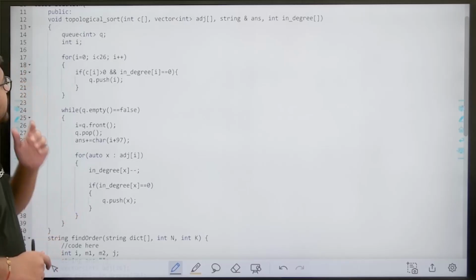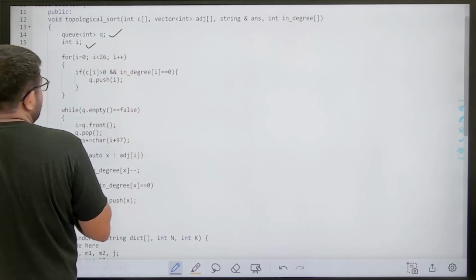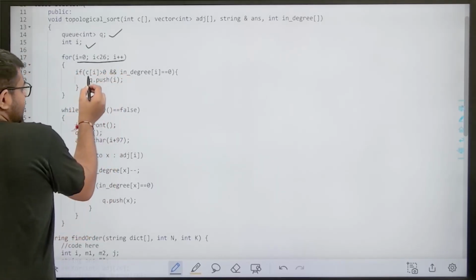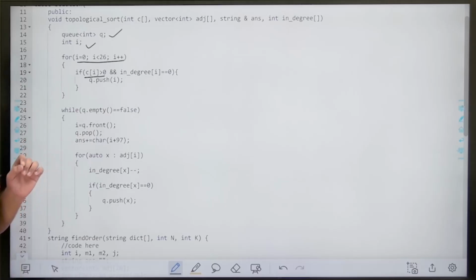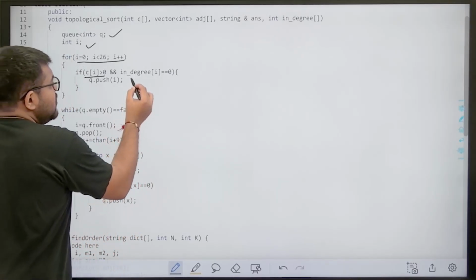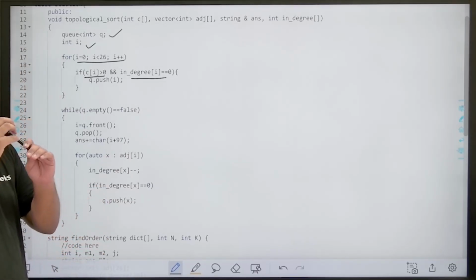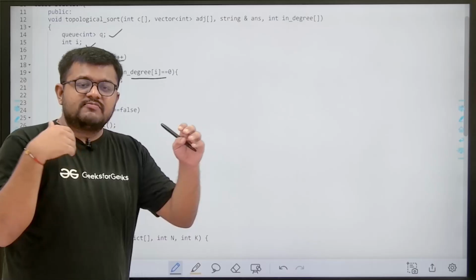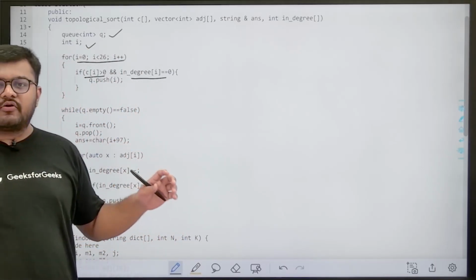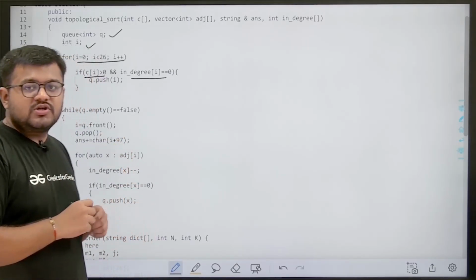So if we look at the topological sort function, first of all, as said, I have taken a queue, I have taken one variable I, and for all the characters starting from 0 to 26, if the counting of I is greater than 0, it means it is present in some of the words, and in degree of I is 0. It means there is no incoming edge towards it, so that can be added in my queue, because if there is no incoming edge towards it, there is no dependency of that character on any other character. So I can add that to my queue and add it to my topological sort answer.